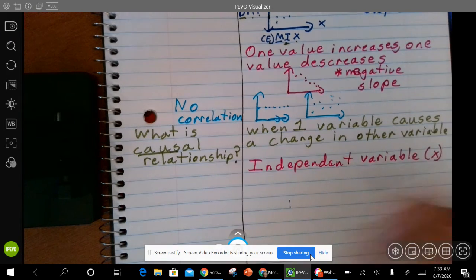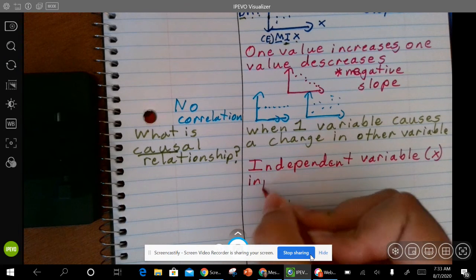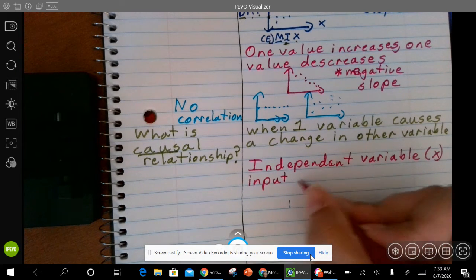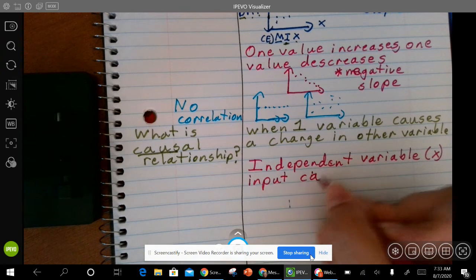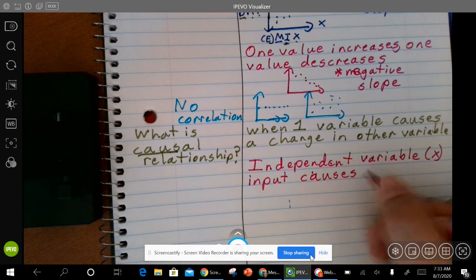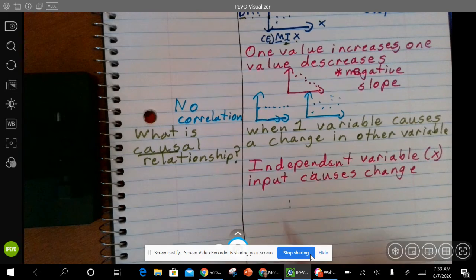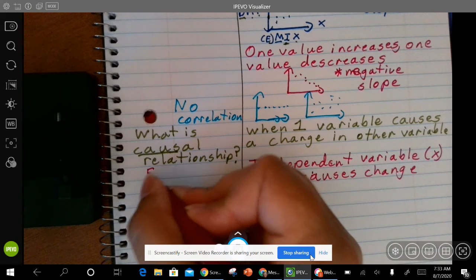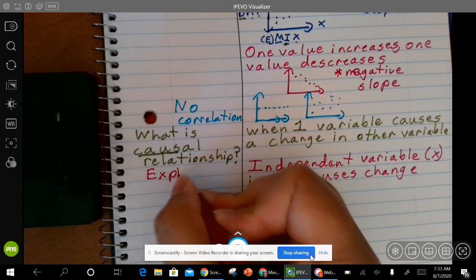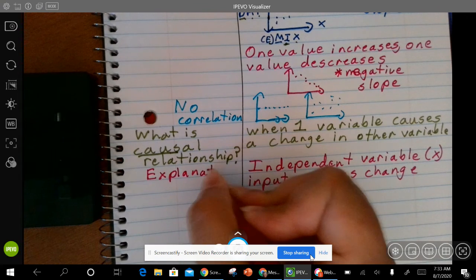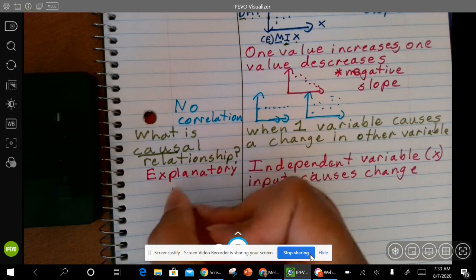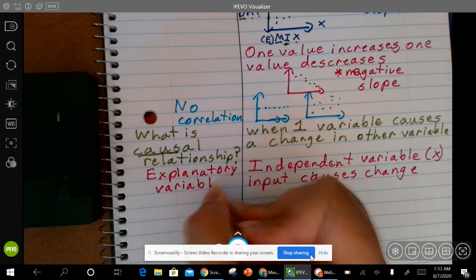Okay, our x value is also the input, and it causes the change in the responsive variable. So it's called explanatory, and these are the terms that our financial algebra book uses.